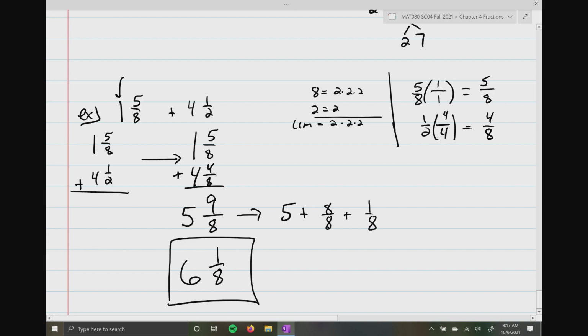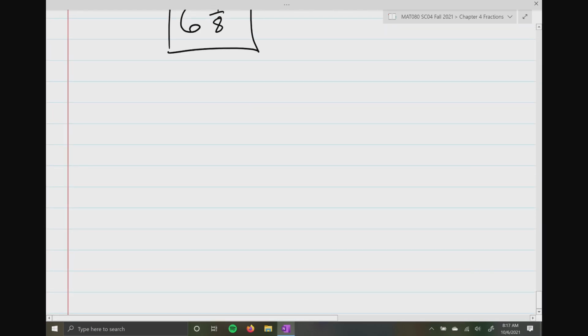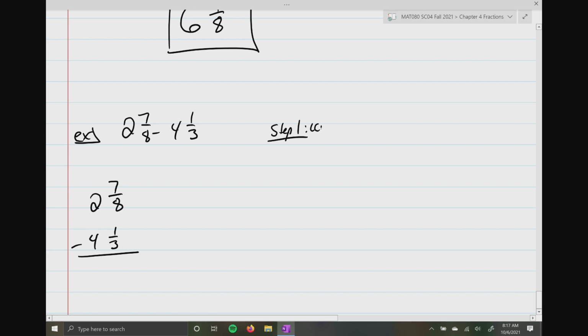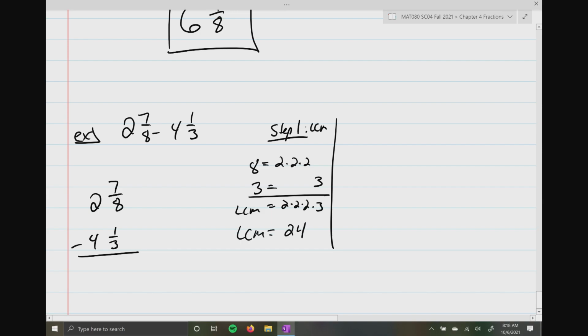So now that we kind of know that, let's look at the second example. What was that second one? Because I had to erase it. 2 and 7/8 minus 4 and 1/3. Thank you. So I'm just going to stack it. Now I know my denominators are different. So step 1, let's do that LCM thing. 8 equals 2 times 2 times 2. 3 is prime. So my LCM is going to be 2 times 2 times 2 times 3, or 24. Now, step 2.